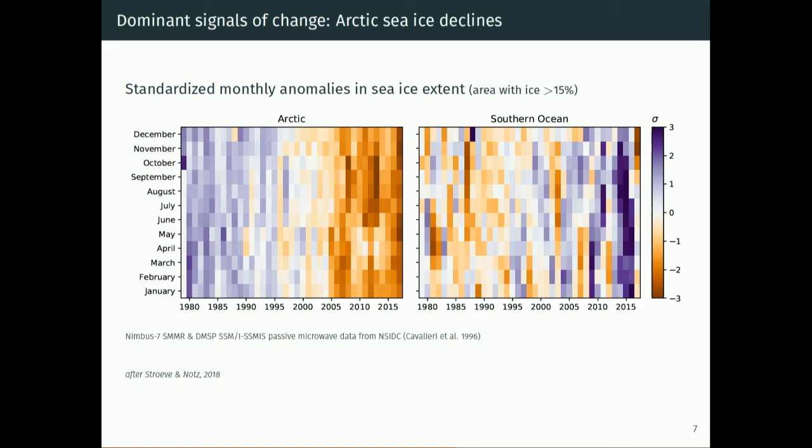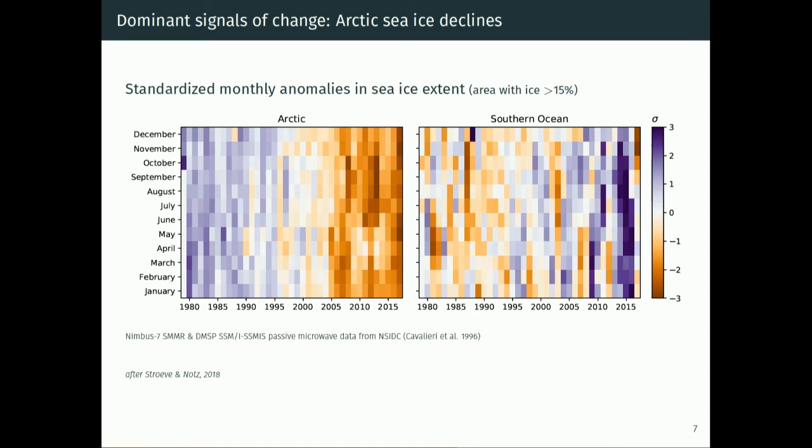So I'm just going to highlight a couple prominent results or features, signals of change that we observe. These plots show monthly mean standardized sea ice anomalies. This is a very familiar signature. It's sort of the poster child of climate change in the Arctic, with rapid declines in sea ice. The Antarctic is a more mixed signal. We see it actually increases until the most recent period of the record.